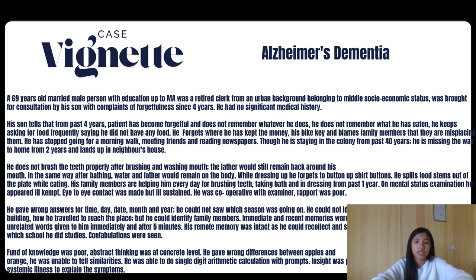On mental status examination, he appeared ill-kempt. Eye-to-eye contact was made but ill-sustained. He was cooperative with examiner, but rapport was poor. He gave wrong answer for time, date and year. He could not say which season was going on. He could not identify where he was, in which floor of the building, how he traveled to reach the place. But he could identify family members.